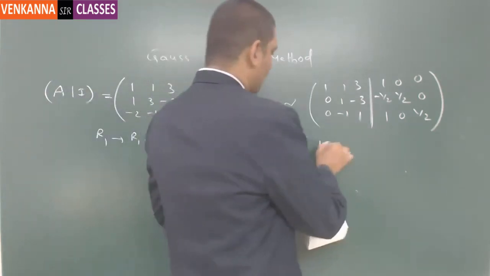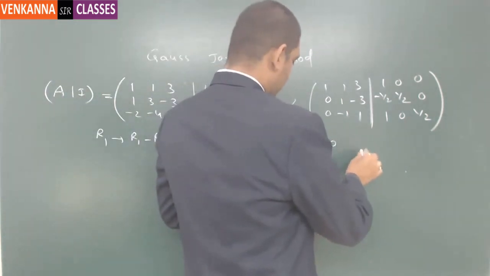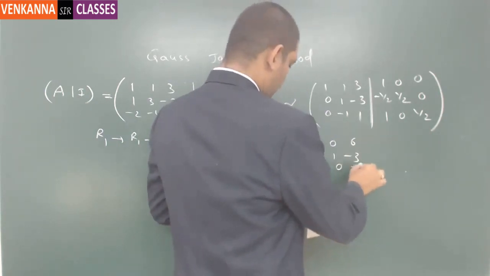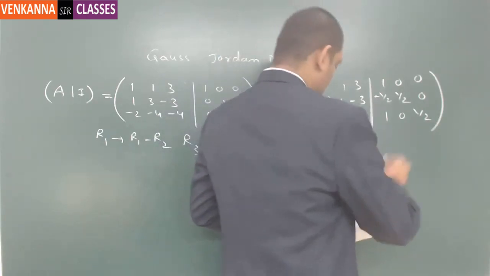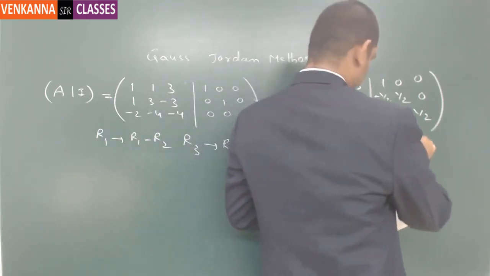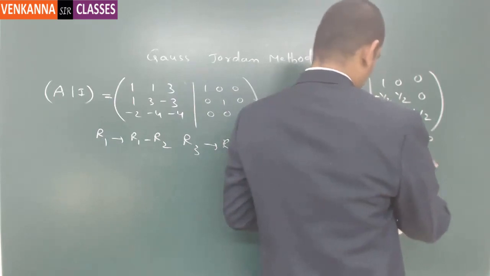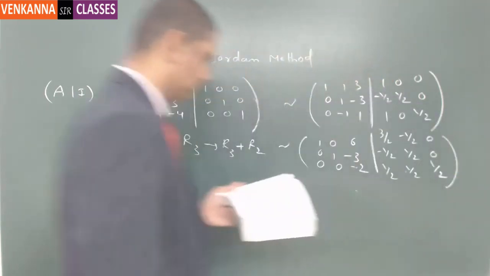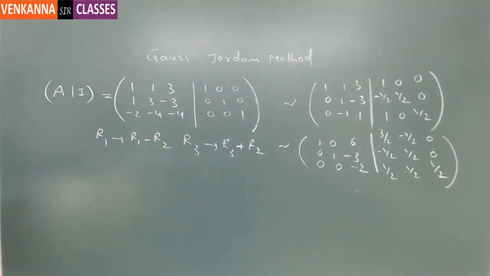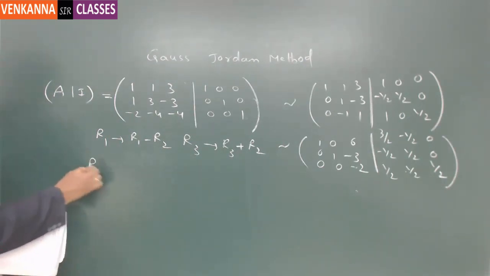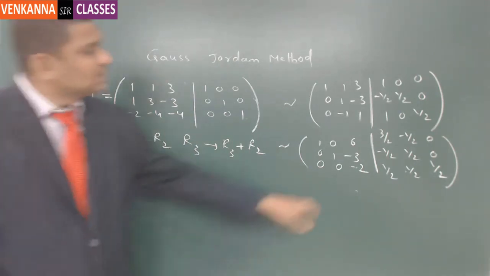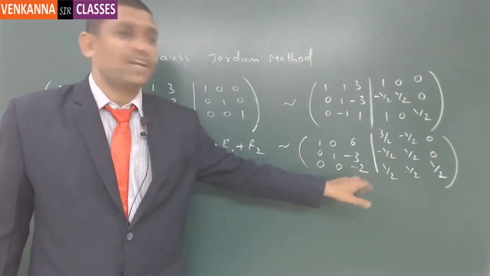It will be equivalent to [1, 0, 6, 0, 1, minus 3, 0, 0, minus 2]. You will get a new matrix as... so now I am going to apply R3 tends to minus 1 by 2 R3. Why? Because since minus 2 is there, if I divide with minus 2, it will become 1.